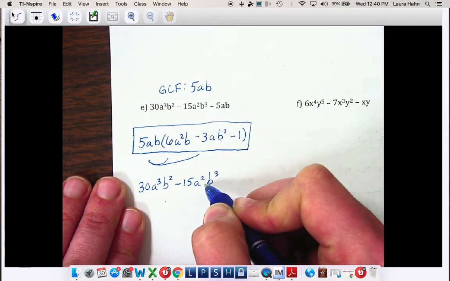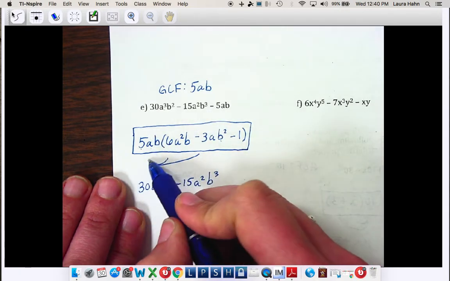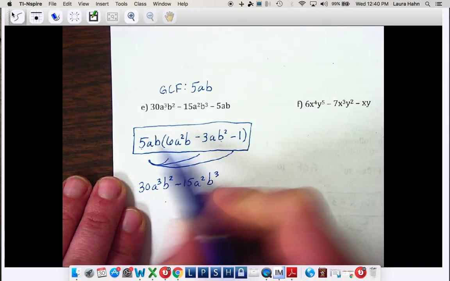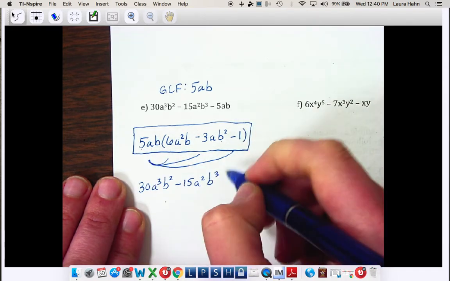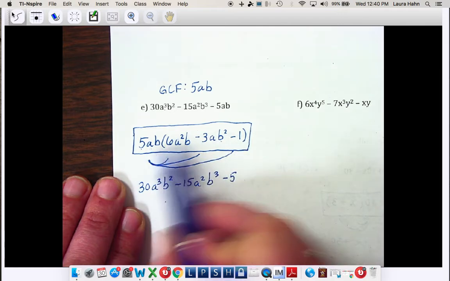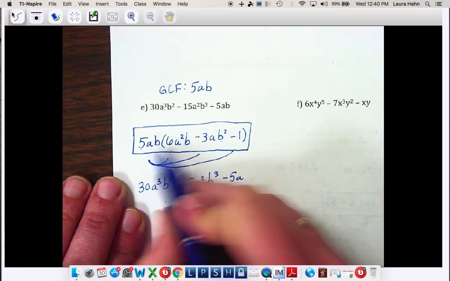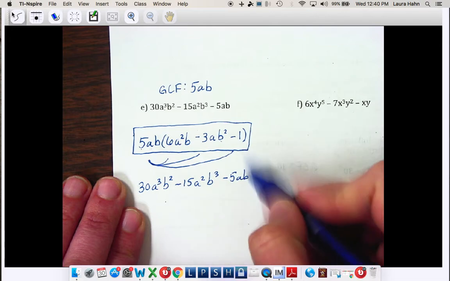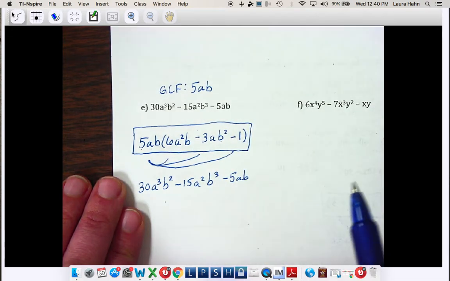That matches. Finally, 5AB times negative 1. Well, I know 5 times a negative 1 is a negative 5. There's only one A between those two and one B between those two. So I know that matches as well, so we did it correctly.